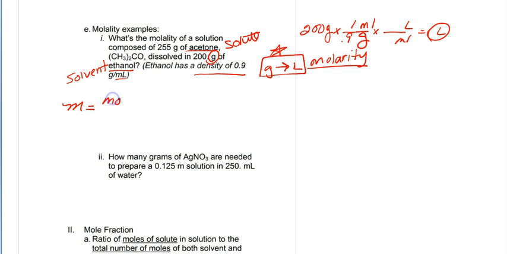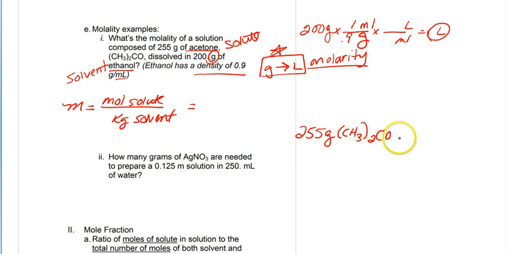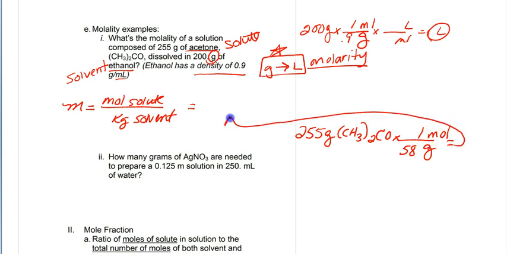So I'm going to write out my formula. Molality is equal to moles of my solute over kilograms of my solvent. I've already identified the two. What I need to do is convert 255 grams of acetone into moles. So off to the side here, I'm going to write 255 grams of acetone, which is CH3COCH3. I'm going to go from gram to mole. You're going to use your handy-dandy periodic table, calculate that to be 58 grams, and then solve to get to mole. And that you plug in over here.